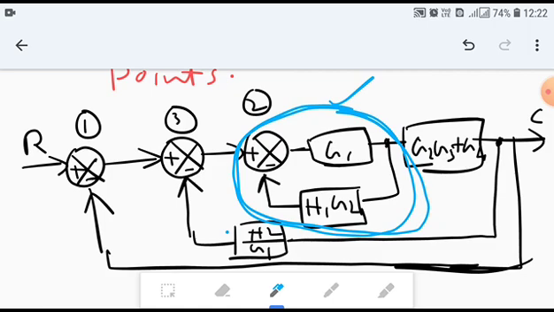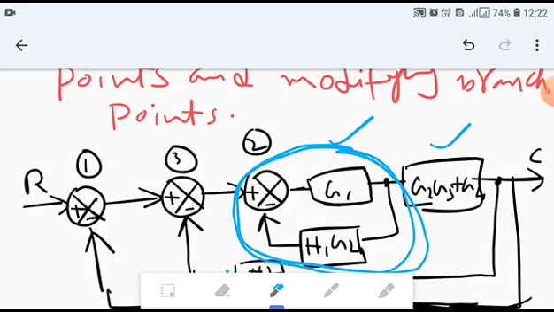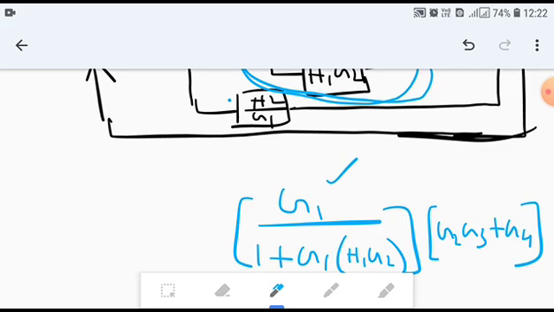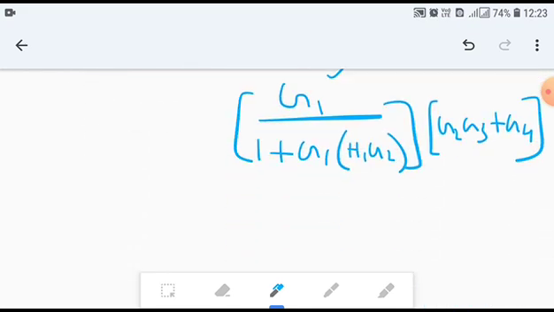To that block which I have circled in blue, which is G1 by 1 plus G1 H1 G2, this G2, G3 plus G4 is in series, so we can multiply this one with our G2, G3 plus G4. After simplifying the negative feedback G1 by 1 plus G1 H1 G2, to that G2, G3 plus G4 is in series, so summing point 2 will vanish and that block is in series with G2, G3 plus G4. So we combine that and write it as a single block now.